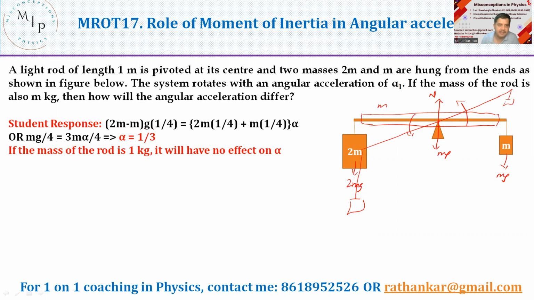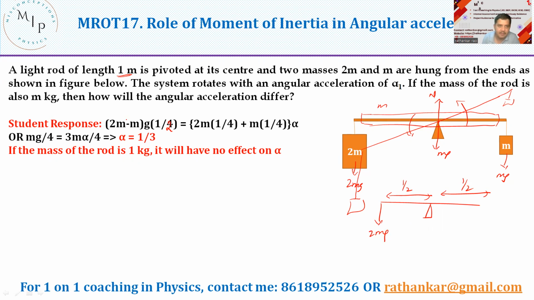And finally, he finds the angular acceleration. He takes it as 2mg multiplied by the perpendicular distance. Since the length of the rod is already given as 1 meter, he puts it as 1 by 2 the whole square. So, I'm sorry, I made a mistake while typing: this is 2mg into 1 by 2. This is my force multiplied by the perpendicular distance, which should be 1 by 2 here, and this should also be 1 by 2. So this should be 2mg.